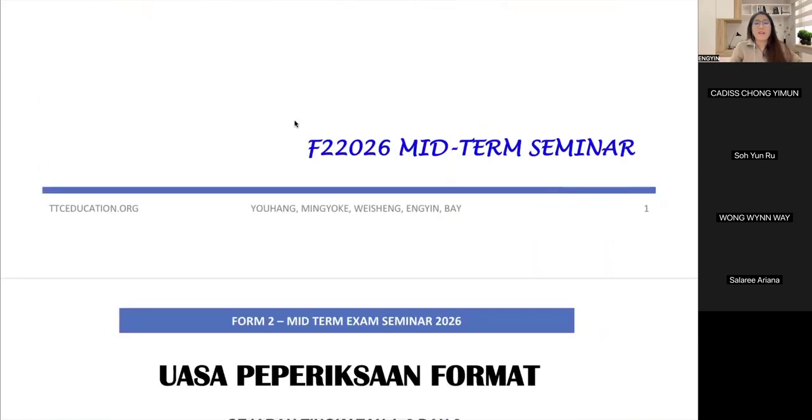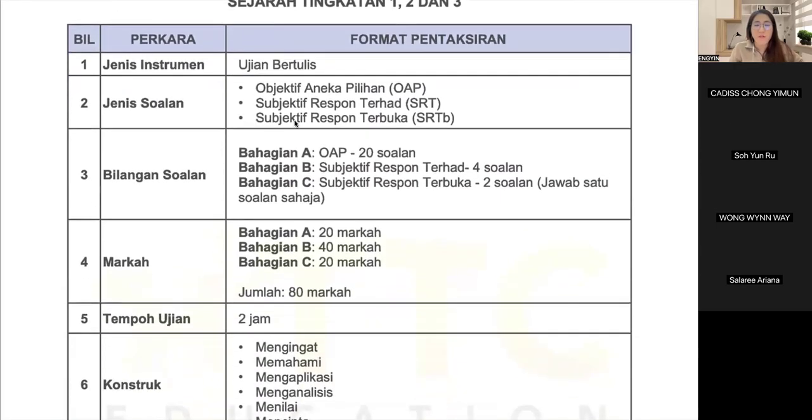Okay, so let's look at the exam format here. I just want to emphasize a few things. Your exam paper is 2 hours, one paper. The Sejarah paper is only one paper, but you have 3 parts. Bahagian A is the objective question, and you need to answer everything. This one you all know. Bahagian B is the 4 structure questions. Also, you need to answer everything, and each question is 10 marks, so total 40 marks. Bahagian C is 2 questions, but you need to answer 1.